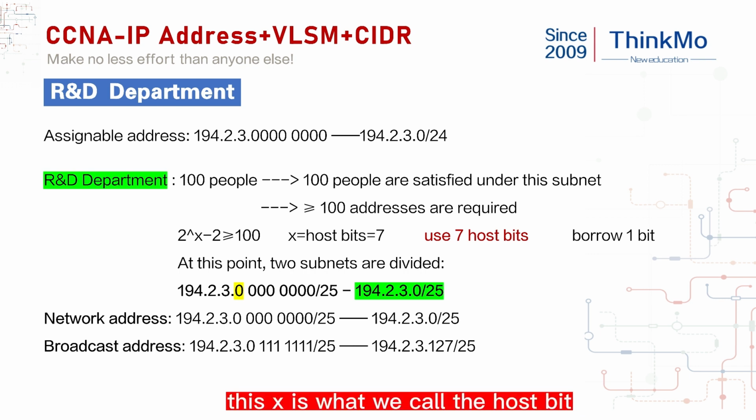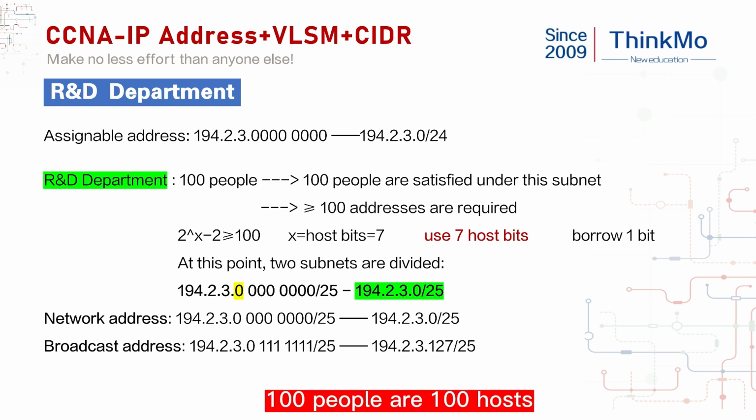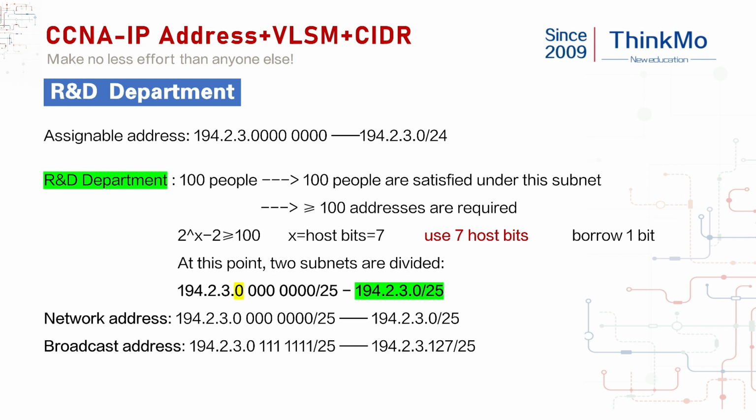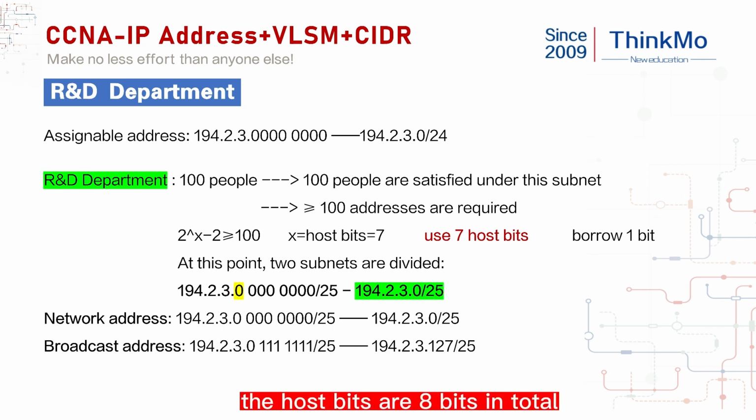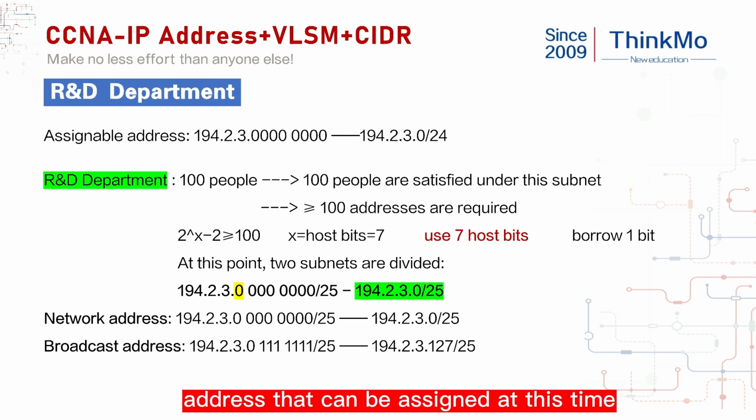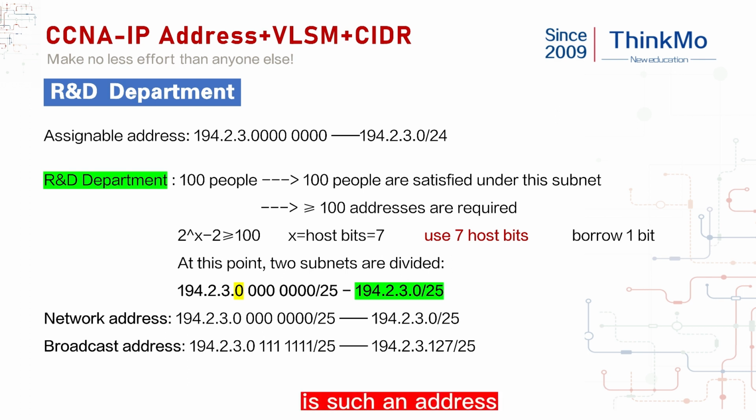This x is what we call the host bits. 100 people are 100 hosts, so that x is actually the host bit. So let's calculate what x is. Logically speaking, before subnetting the host bits are 8 bits in total. The x that can be used here is 7. But everyone will find that 2 to the 7th power is more than 100, and the rest of the addresses are wasted.